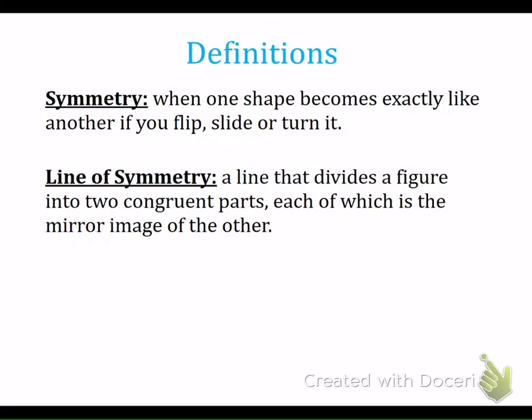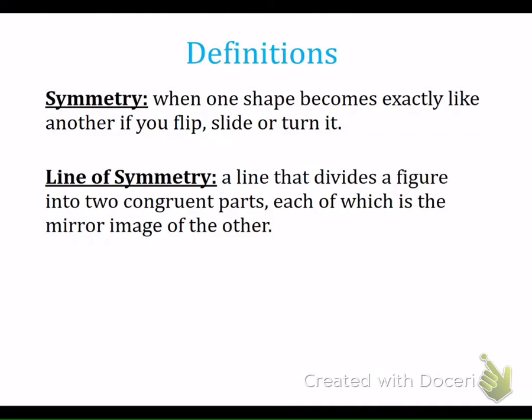All right, and then a line of symmetry is a line that divides a figure into two congruent parts, each of which is a mirror image of the other. So this is, again, that butterfly art project I talked about, right? You take it, you smush it, you open it, you got the same thing on both sides. That's the line of symmetry.